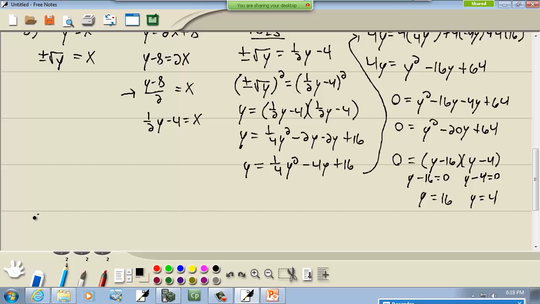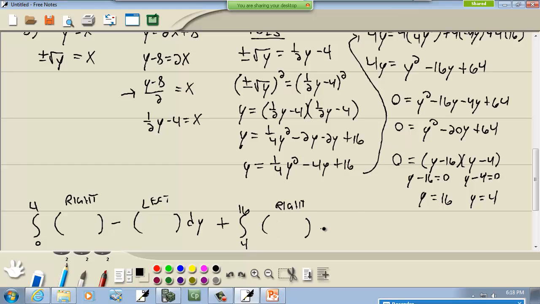So let's come here. 0 to 4. And I want the graph that's to the right minus the graph that's to the left, dy. And then this next one is going to be from 4 to 16. And again, we want our graph to the right minus our graph to the left, and dy.